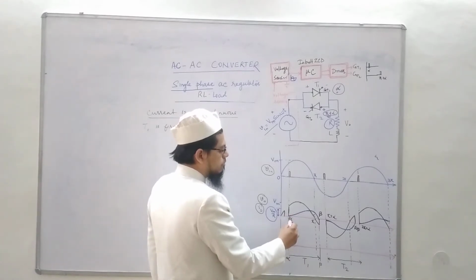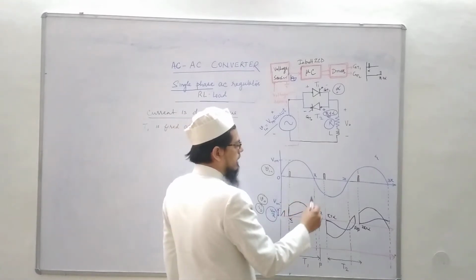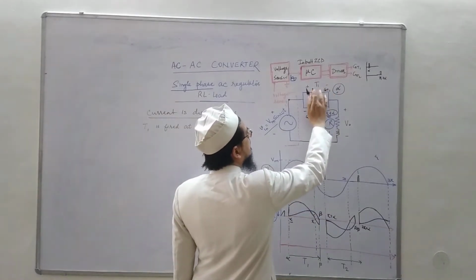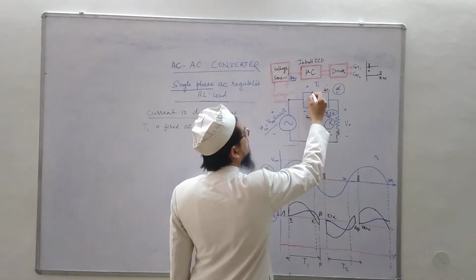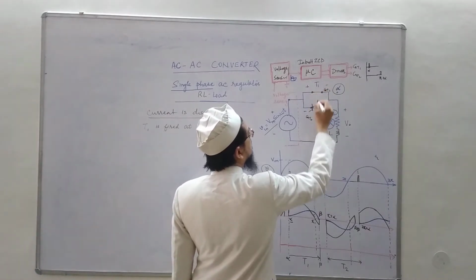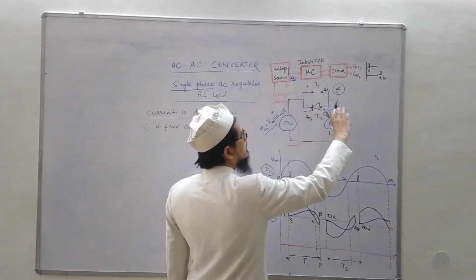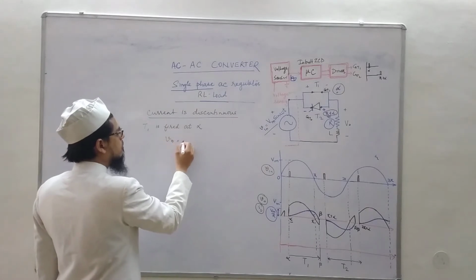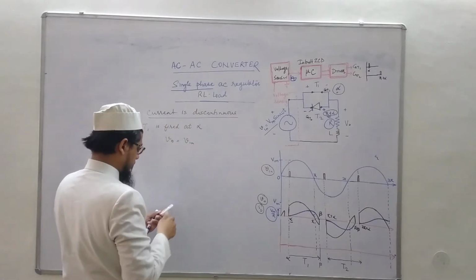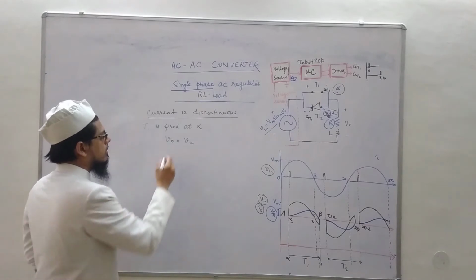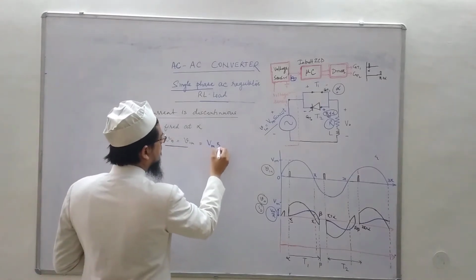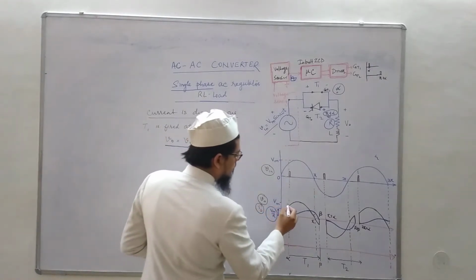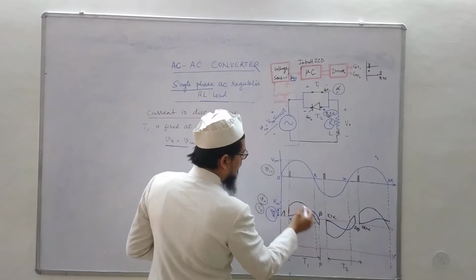So at alpha, T1 is fired and it starts conducting, and when it starts conducting, it is as good as a short circuit here. So that means the input voltage will be equal to the output voltage. So Vo will be equal to Vin, and this is equal to Vm sin omega t. So that's what I have shown. From alpha till pi, it is Vm sin omega t.